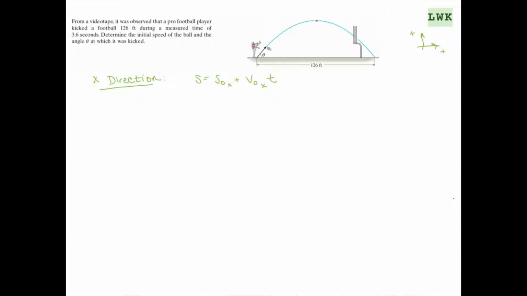So we know that this 126 feet, this is our s in the x direction. So we can say 126 feet equals 0, because we're going to assume that this point here is 0, plus v sub 0 x, and that's what we're going to be solving for. And 3.6 is going to be our time, because the ball traveled 126 feet in 3.6 seconds. So doing some algebra, our v sub 0 x is going to work out to give us 35 feet per second.